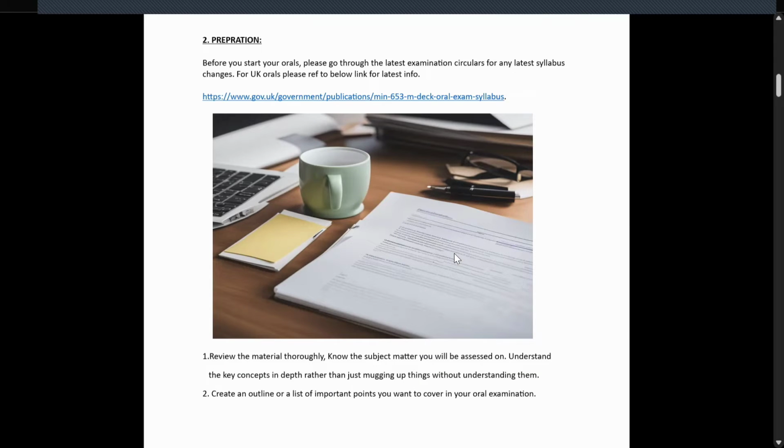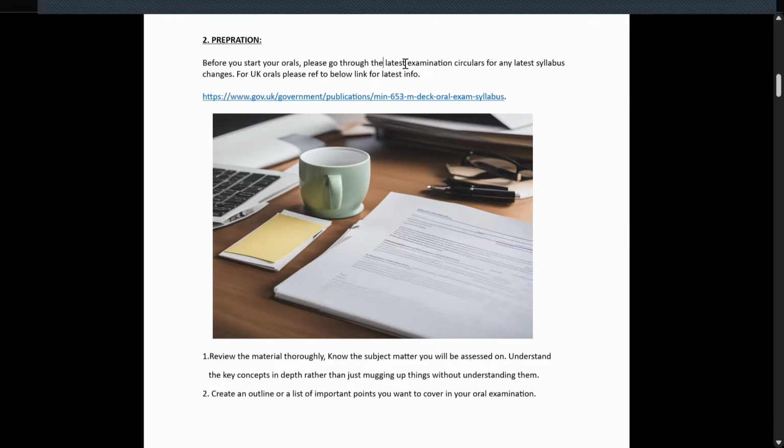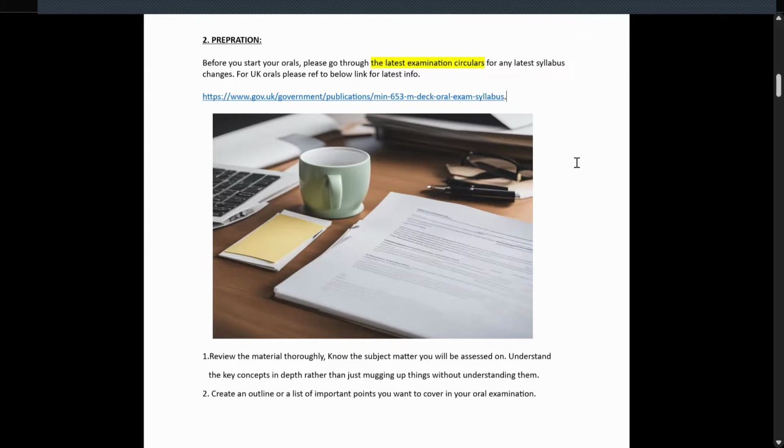So you've decided your oral date, you're all set and you're excited, and the preparation should also start. But before you start your preparation, you need to go through the latest exam circulars. That is very important. Latest exam circulars are very important, for any latest syllabus changes. For UK orals, you can go ahead and check MIN 653 for the deck oral syllabus.